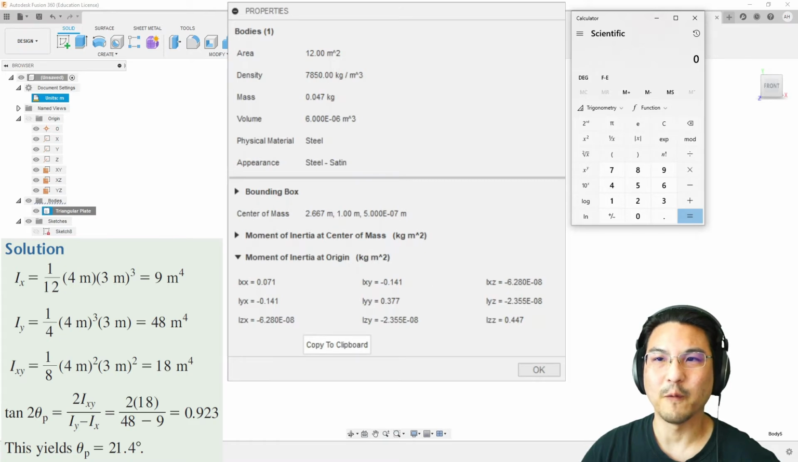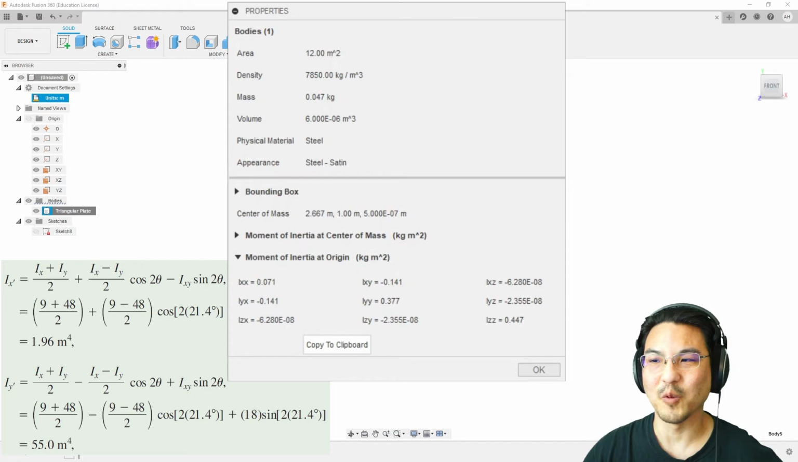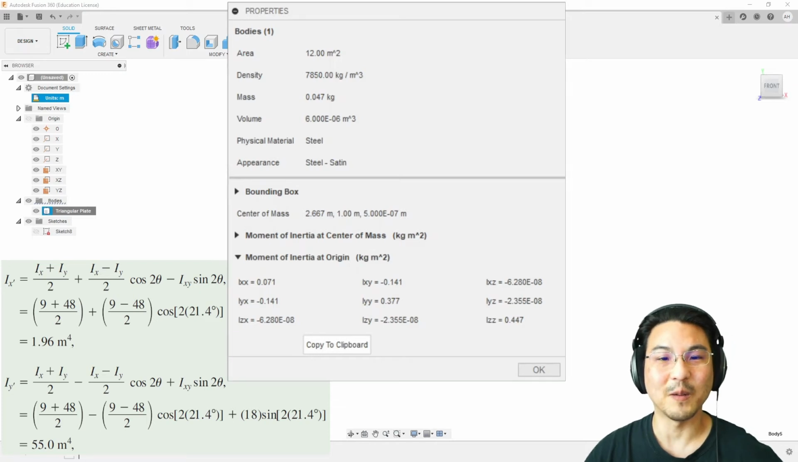Now, if we rotate the coordinates by 21.4 degrees, then Ix, according to the new coordinate system, will become a minimum at 1.96. Iy will become a maximum, 55, and the product of inertia should go away and become 0. So we'll see this go to 0.